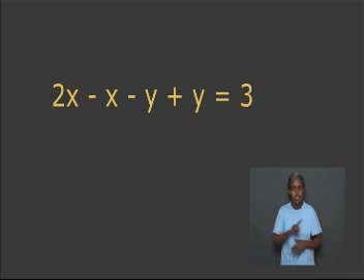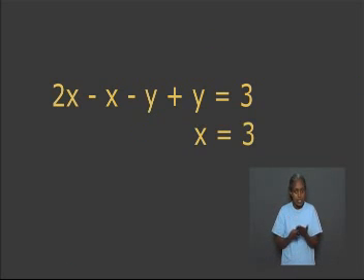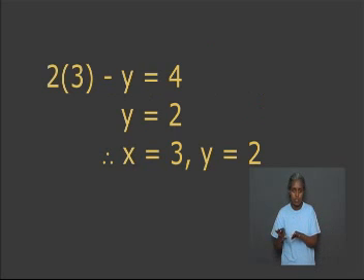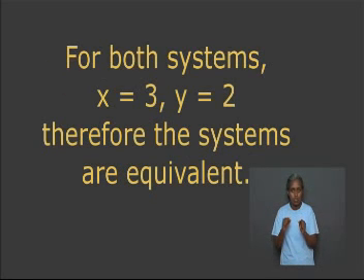When we add the equations in the second system, we can again eliminate the y variable. This leaves us with x equals 3. By substitution, we find that y equals 2. Since the solution for both systems is x equals 3 and y equals 2, the systems are equivalent.